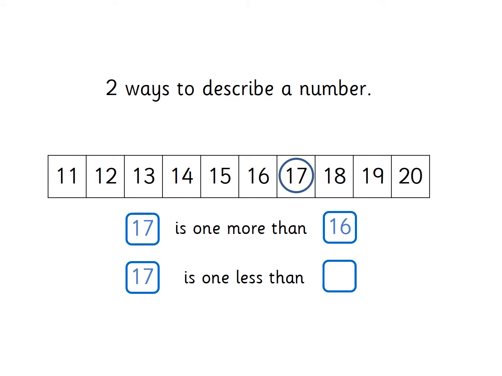And we can do it the other way. We can describe it like this with the word 1 less. 17 is 1 less than, so we've got to look forward and see what 1 less makes 17. It's 18. So if we start on 18 and 1 less, we jump back 1, we're on 17. So there's 2 ways that we can describe a number for more and less. 17 is 1 more than 16, but 17 is 1 less than 18, okay?